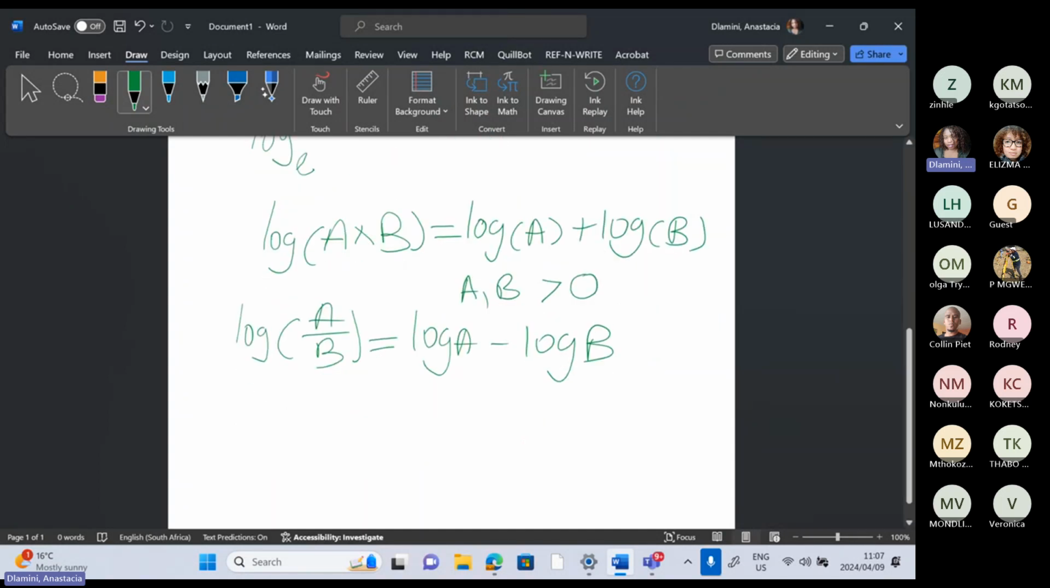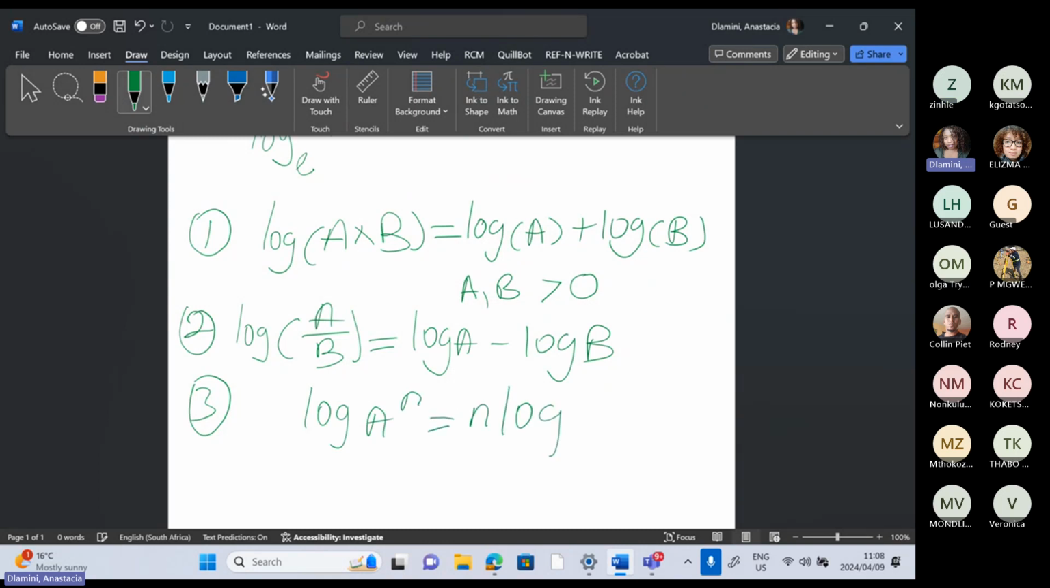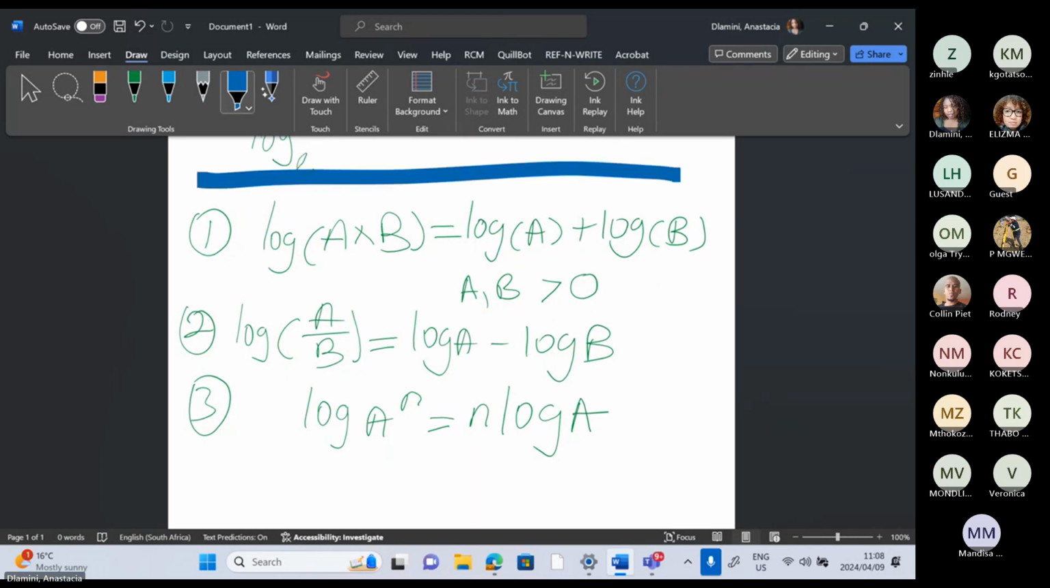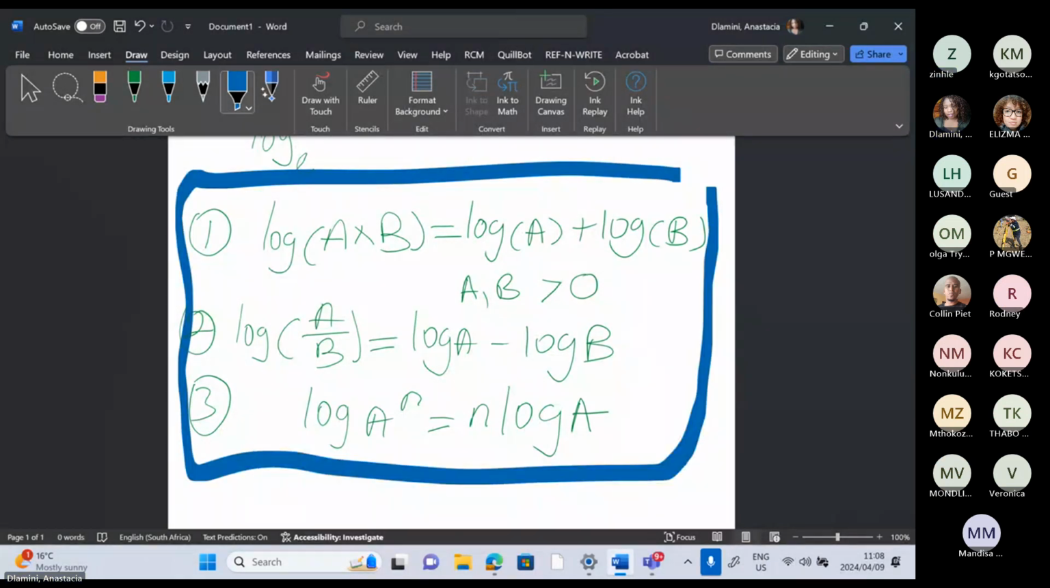Then the last one that we're going to use, so this is 1, this is 2, this is 3. Log of A to the power of n is the same as n times log of A. You see this? Look at it. I'm going to give you 2, 3 seconds to look at it and understand it. If you have a question, ask me before we actually attempt.